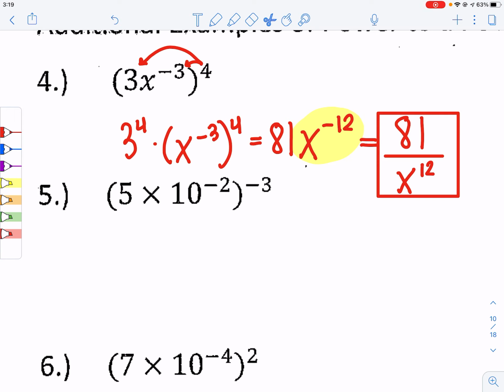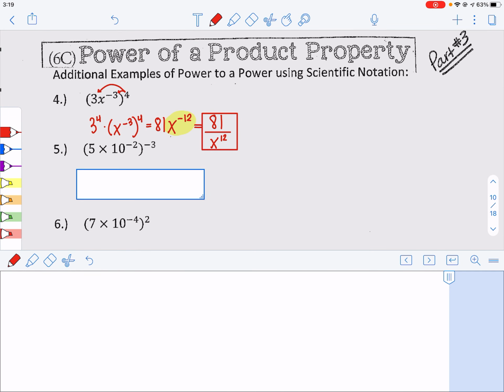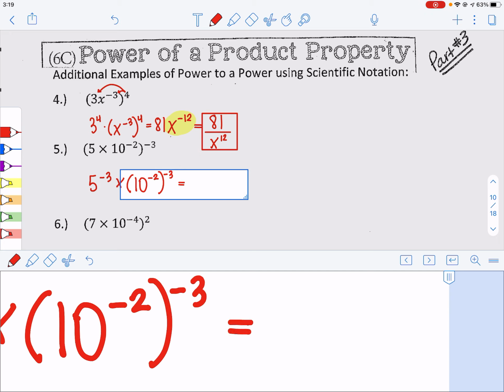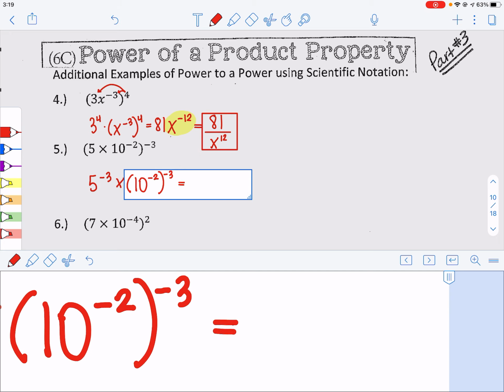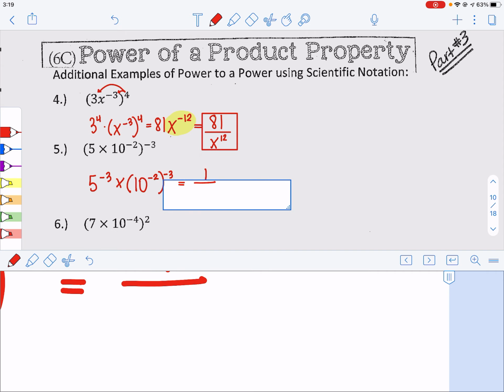And then with your scientific notation, it's the exact same thing. So you're still just taking this exponent out here, and you're moving it to each of the factors inside. Okay, so I'm going to zoom out here so I can write this a little bit better. So we're doing 5 to the -3rd times 10 to the -2 to the -3. Okay, so that's another power of a power. All right, so when we take 5 to the -3rd, we cannot have a negative exponent, so I'm going to write this as 1 over 5 to the 3rd.